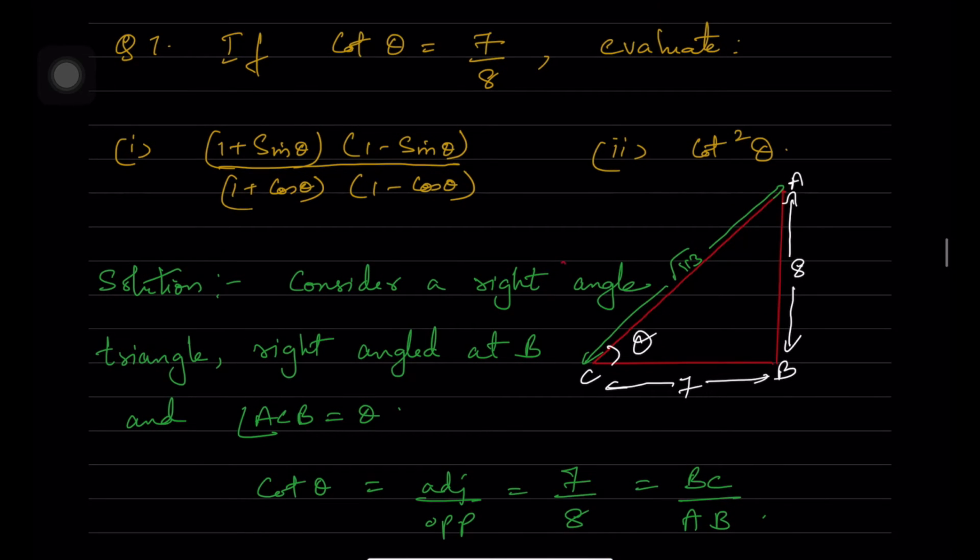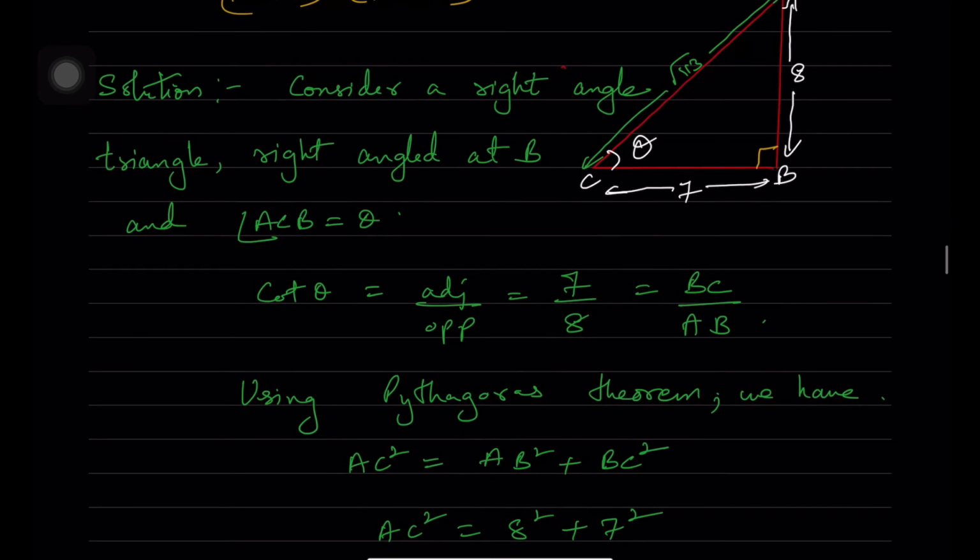So next problem, if cot theta is equal to 7 by 8, evaluate: one, 1 plus sin theta into 1 minus sin theta by 1 plus cos theta into 1 minus cos theta, and second, cot square theta. Now consider right angle triangle, right angle at B, and angle ACB is equal to theta degrees. Now cot theta is equal to adjacent by opposite side, which is equal to 7 by 8. Because here this is adjacent for theta and this is opposite for theta, so it becomes 7 by 8.